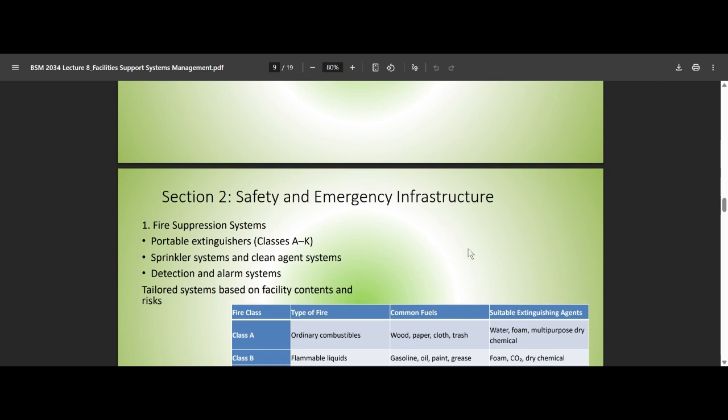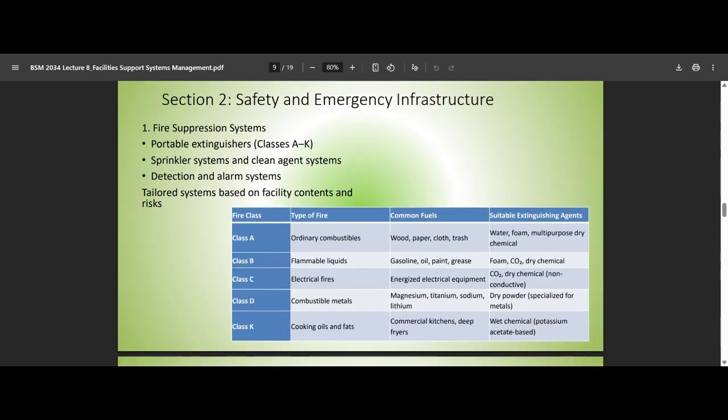Now we move on to section 2. Section 2, we will talk about safety and emergency infrastructure. Earlier in section 1, we spoke about HVAC, lighting, generator sets. Now we go into safety and emergency infrastructure.